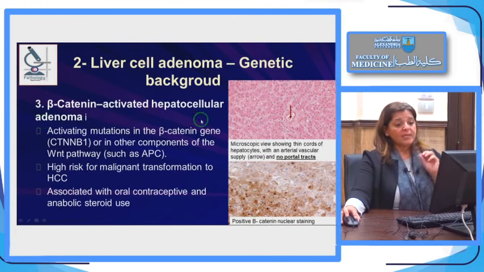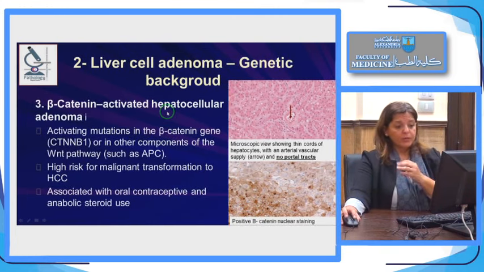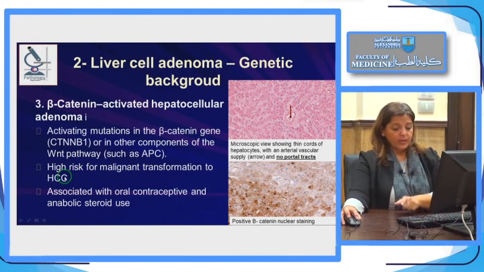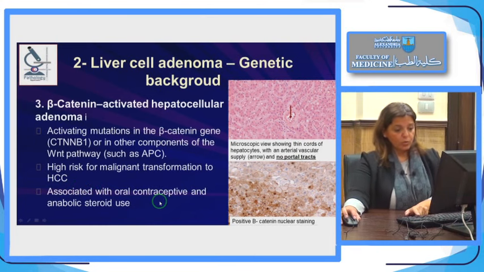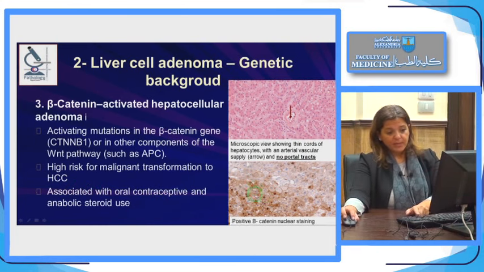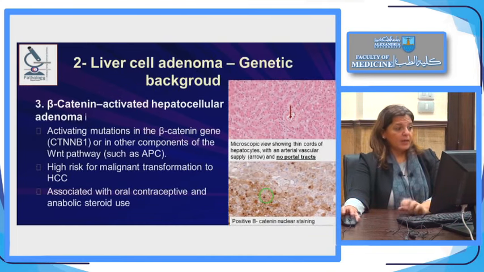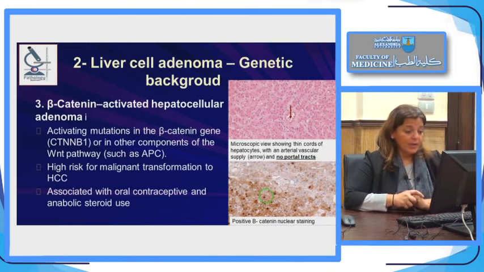The third one, which is most important for the transformation, is the one associated with the beta-catenin activating mutation. This one carries a very high risk of transforming into a hepatocellular carcinoma. It is also associated with oral contraceptive pills. We do the stain with beta-catenin, and we see the beta-catenin staining the nuclei here. It is positive staining for beta-catenin. Here this lecture comes to an end.